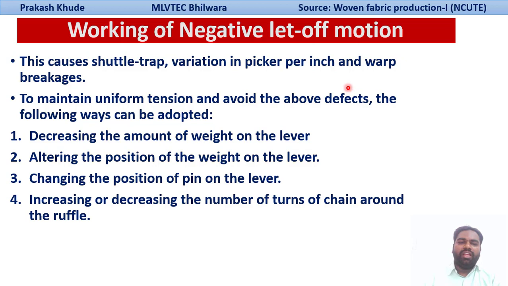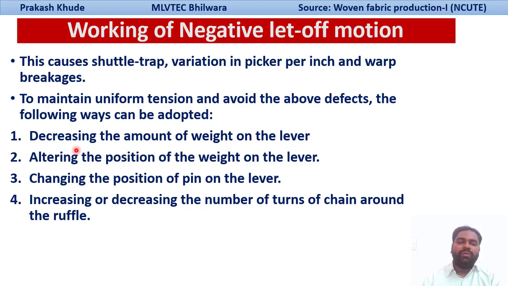If you are not doing this, that will ultimately cause shuttle trap, variation in picks per inch, and warp breakages. So to maintain uniform tension and avoid this variation of picks per inch, shuttle trap and warp breakages, we need to do the following things on the weight and lever system. Because if there is a variation in tension or the releasing amount, these are the defects which can be possible in the negative let-off motion. So to avoid this, we need to adopt the following things.